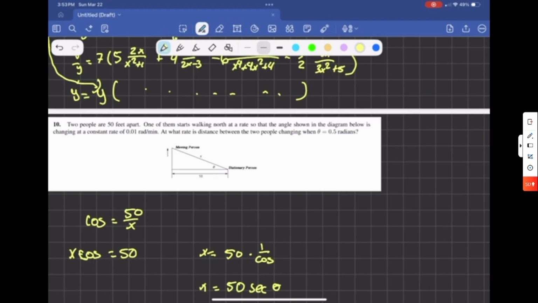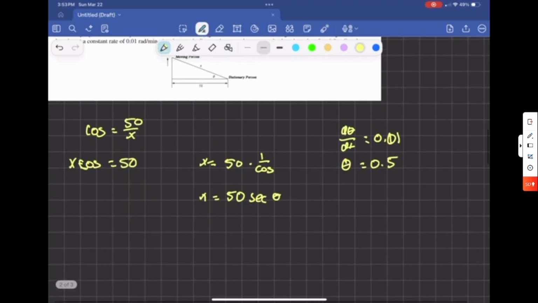Okay, reading the problem, what are we given? We're given d theta dt, d theta dt being 0.01 radians per minute, and we're given theta is equal to 0.5. Okay, so now we have our function and we broke down our word problem.